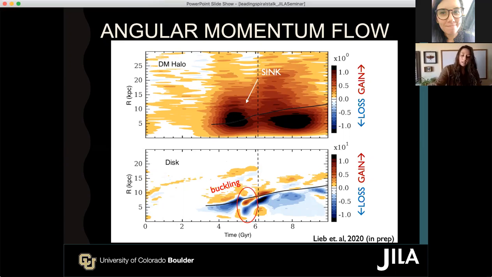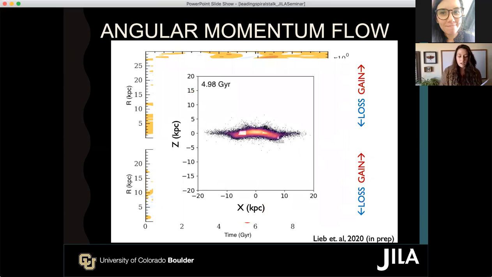The buckling instability is a result of our disk starting axisymmetric and thin. So here's what it looks like. When the bar forms, the thin disk is susceptible to buckling because the radial dispersion increases rapidly at this time. The buckling, which increases Z dispersion, promotes bar growth and results in a thick disk. This process is very well known to happen.